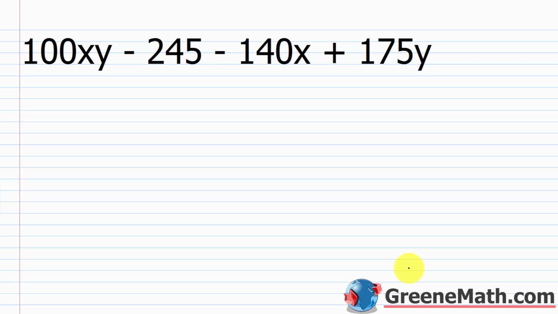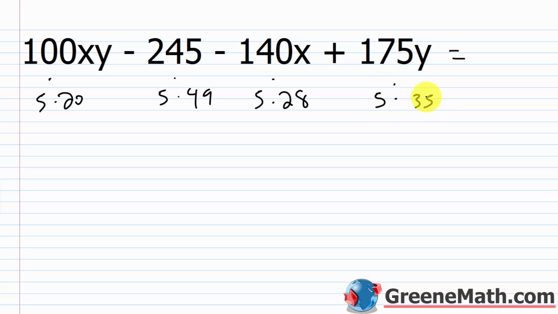So suppose we had 100xy minus 245 minus 140x plus 175y. So before we start, is there anything we can pull out? This is divisible by 5, so is this, so is this, so is this, right? Everything ends in a 0 or a 5. So I know everything's divisible by 5. This guy right here would be 5 times 20. This guy right here would be 5 times 49. This guy right here would be 5 times 28. And this guy right here would be 5 times 35.